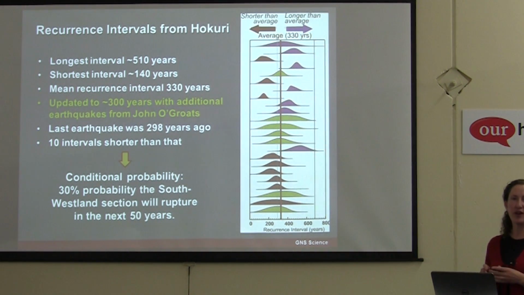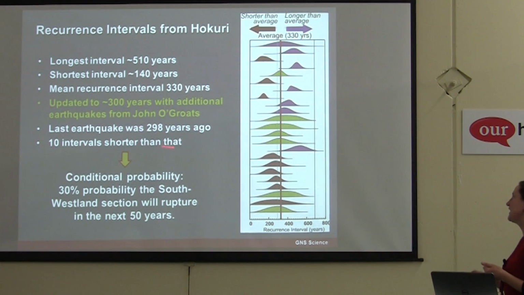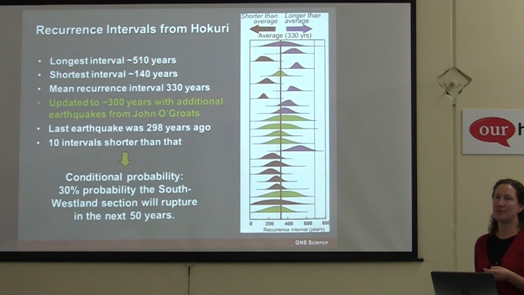If we zoom in a little bit more closely to look at those gaps between earthquakes, from the Hikuri Creek record we got the longest interval being about 500 years, the shortest interval 140 years, with the mean recurrence 330. Now with the additional earthquakes we found at John O'Groats River, that recurrence interval was updated to more like every 300 years, and the last major earthquake on this section was 298 years ago. So that shows us we're heading right into that period where we're expecting an earthquake. And there have been 10 intervals shorter than that in this record.